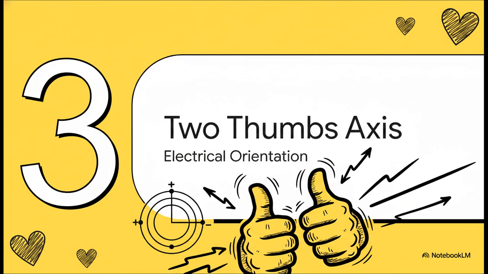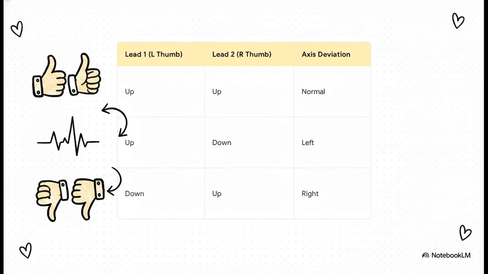Section 3, the 2 thumbs axis method. I literally want you to use your hands for this right now. Go ahead, hold them up. Make your left hand represent lead 1 and your right hand represent lead 2. Now look at the QRS complex on the EKG. If the QRS is upright in both leads, give it 2 thumbs up. That's a totally normal axis. If lead 1 is upright but lead 2 is negative, so that's your left thumb up, right thumb down, that's left axis deviation. And if lead 1 is negative but lead 2 is positive, left thumb down, right thumb up, your right thumb is literally pointing the way to a right axis deviation. It is honestly that simple to visualize.